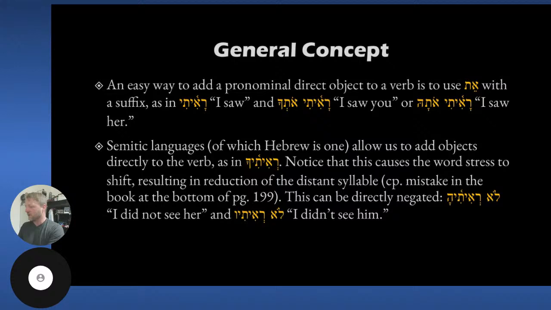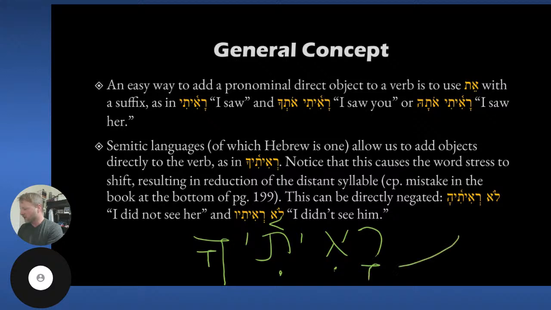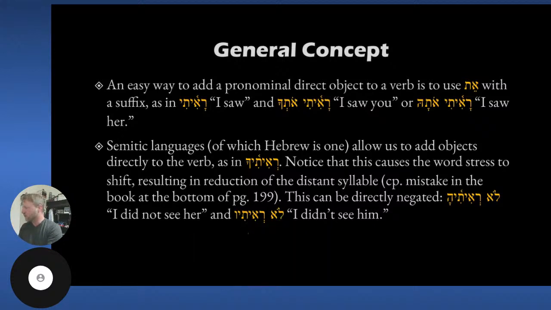So there is a mistake in the book. If you look at the bottom of page 199, it writes it as if it's ra'iti and then adds cha. It does shift the accent, but for some reason in the book, he writes it with kamat. That kamat must reduce. It is re'iticha. So you can say lo re'itiha. Lo re'itiha means I did not see her, where the ha is from ota, meaning her, and the ra'iti is I saw.